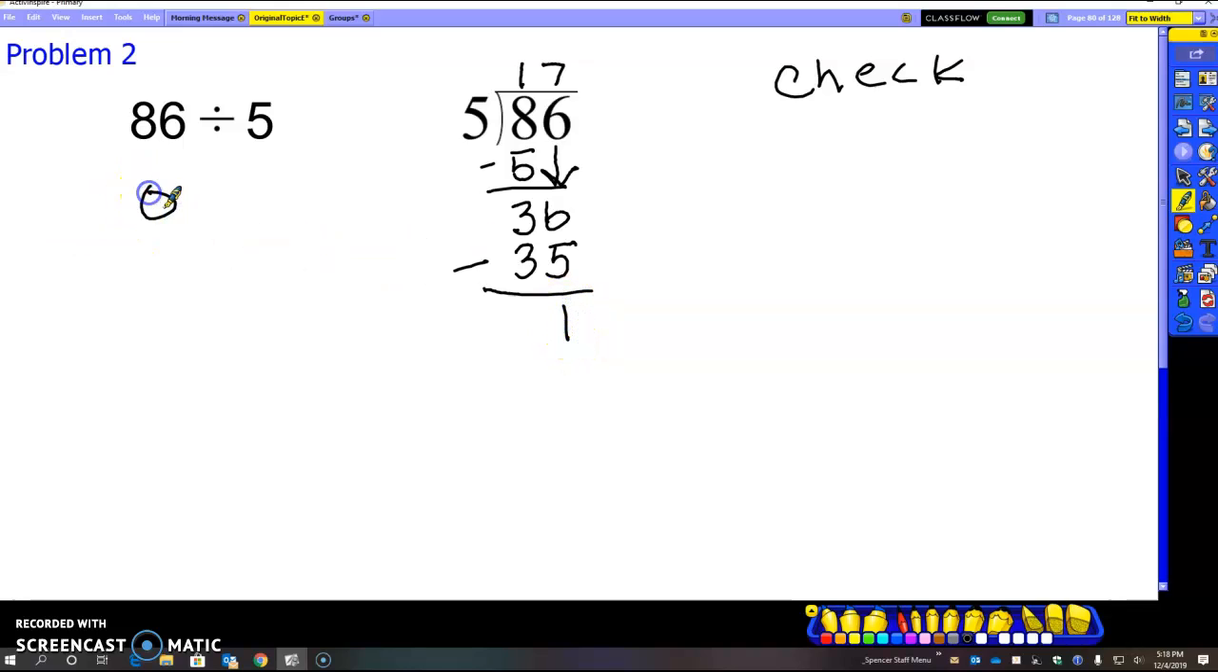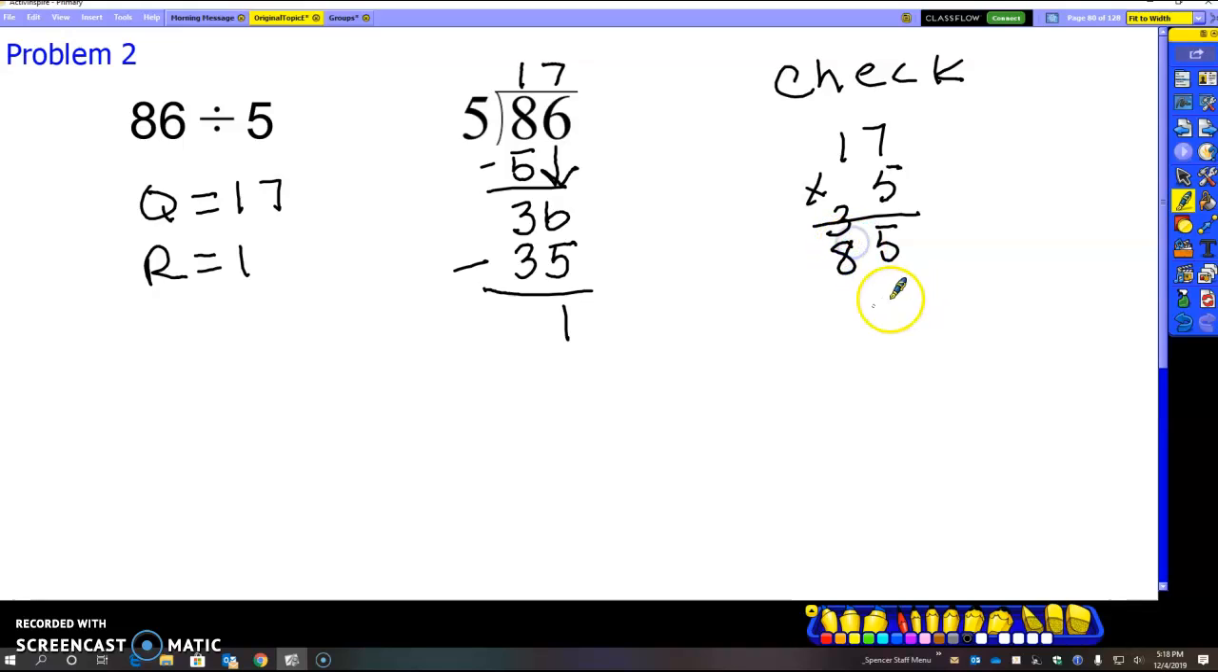So I'm going to go ahead and record my quotient as 17, my remainder as 1, and I am going to check. So I've got 17 times 5. 5 times 7 gets me 35. 5 plus 3 is 8, and plus the 1 more gets me 86.